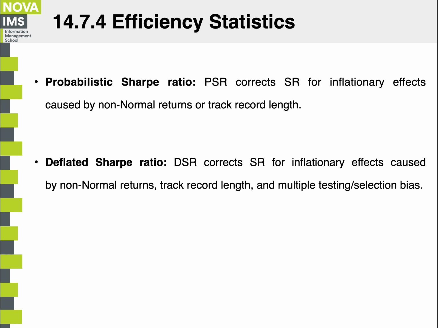The probabilistic Sharpe ratio corrects the Sharpe ratio for inflationary effects caused by non-normal returns and track record lengths. It can be computed on absolute or relative returns. The deflated Sharpe ratio also corrects the Sharpe ratio for inflationary effects caused by non-normal returns, track record lengths, and multiple testing selection bias. It also can be computed on absolute or relative returns.